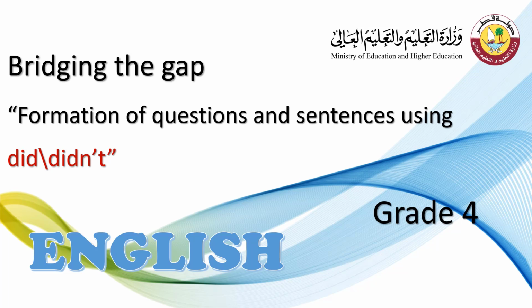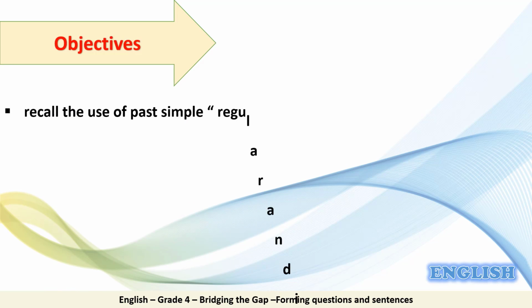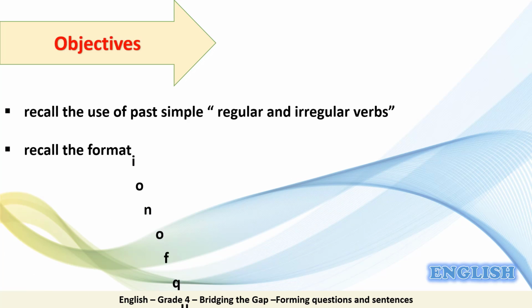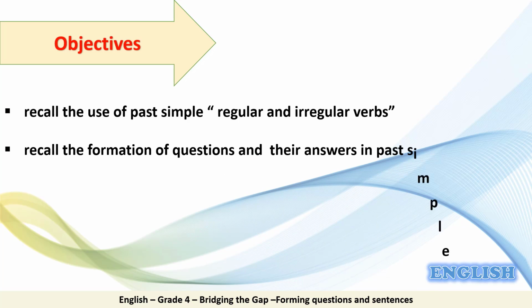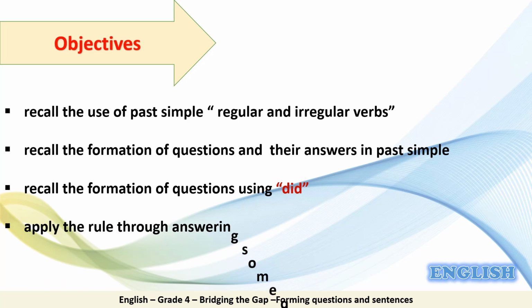Today we are going to have Bridging the Gap from Grade 3, Formation of Questions and Sentences using did and did not. In this lesson we are going to recall the use of past simple, regular and irregular verbs, recall the formation of questions and their answers in the past simple, recall the formation of questions using did. Apply the rule through answering some questions.